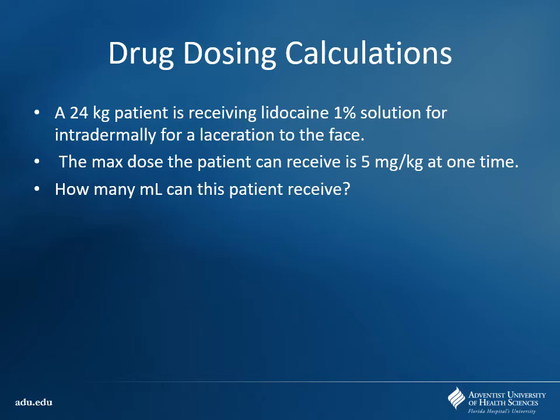And so then how many mLs can they get? Divided by concentration, divided by 10. And so they can get a total of 12 mLs, right? So if they have a really exceptionally large laceration, they can get 12 mLs potential. Or you could use a higher concentration, maybe only give 6 mLs if you use the 2%. So keep that in mind.